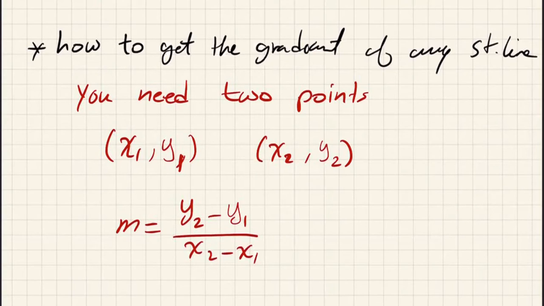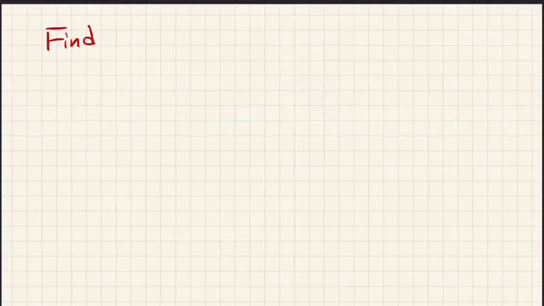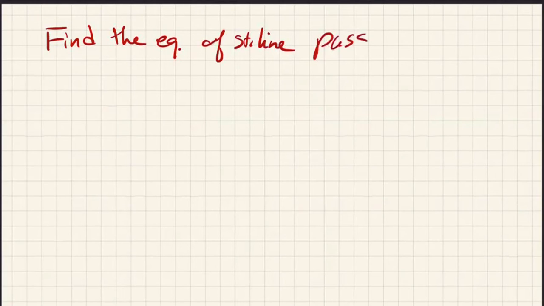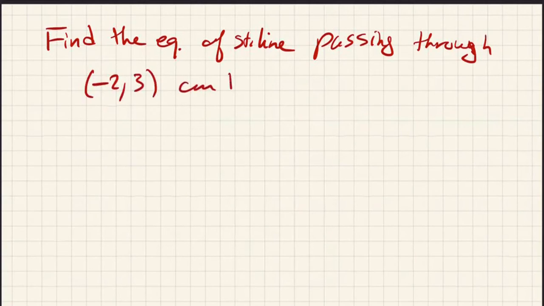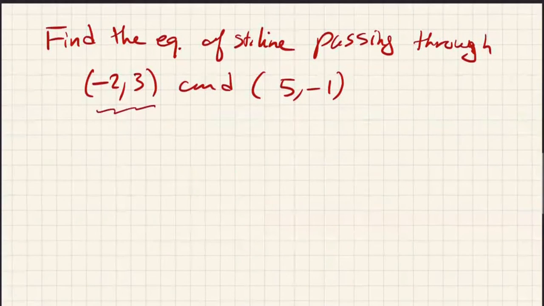Only you have to take care about what? The signs. Suppose that we have one example like this. Please find out the equation of straight line passing through مثلا negative 2, 3 and 5 or negative 1. 2 points, I want the line passing through them. So I have the right to choose whether I'll choose this as x1, y1, or whether I choose this x1, y1. Both of them will do the work. Okay, and the same result will occur.